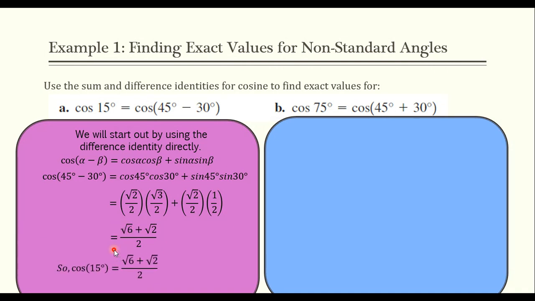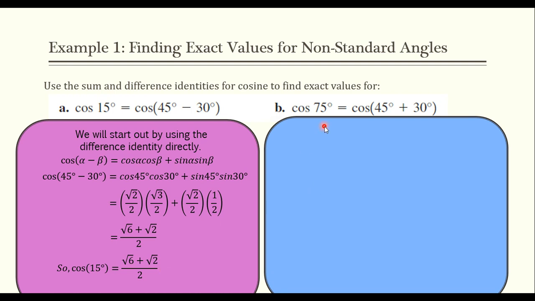So I know cosine of 15, which is what I was trying to find out in the beginning, is equal to rad 6 plus rad 2 over 2, just by using my difference identity directly and some things from my unit circle. It wasn't so bad, right? Like, we get to go back and use things that we know. So like I said, I think you guys are going to like this section a little bit more.